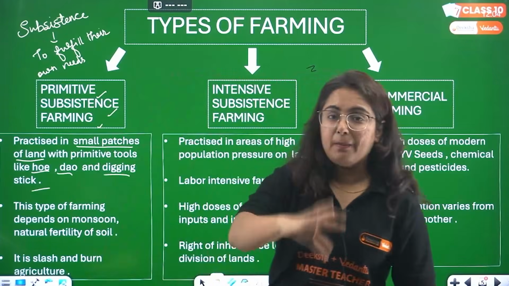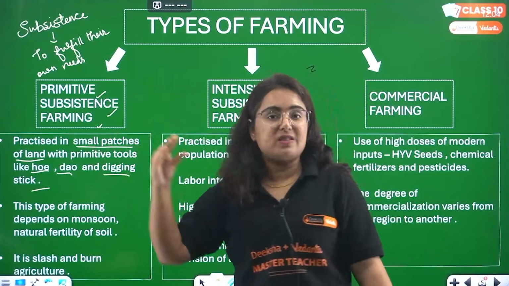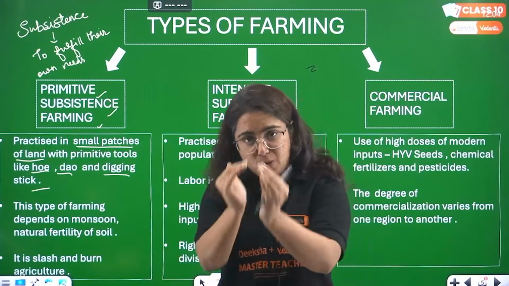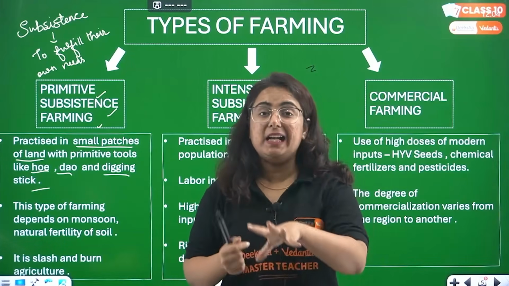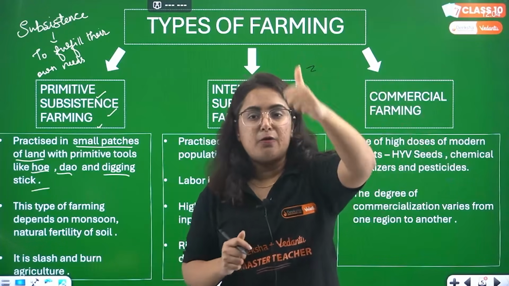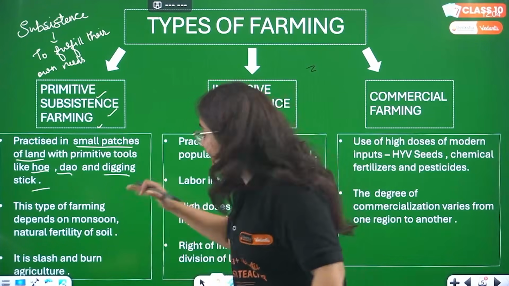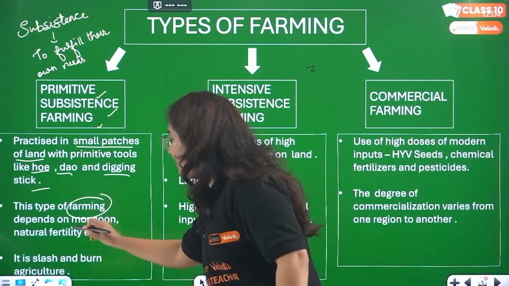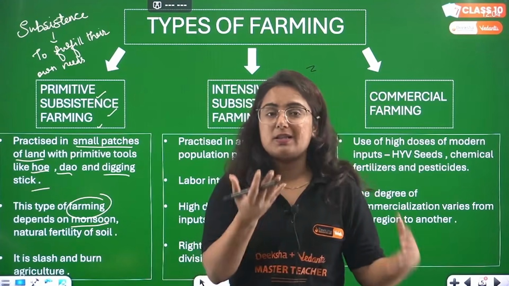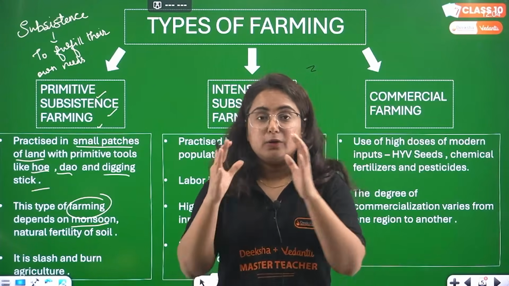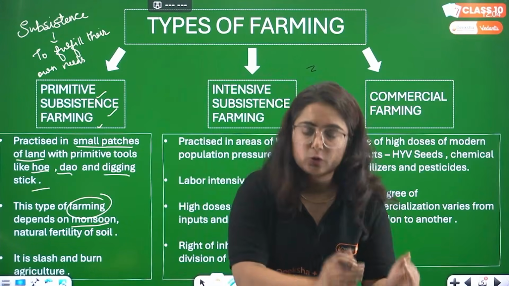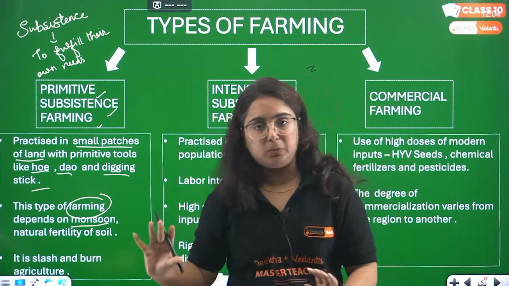So again, come back here. What is primitive subsistence farming? It is done in a small patch of land with the help of primitive tools. First point done. The second point is, beta, this type of farming is totally dependent upon monsoon, because to grow the crops, to do agriculture, irrigation should be there, right?